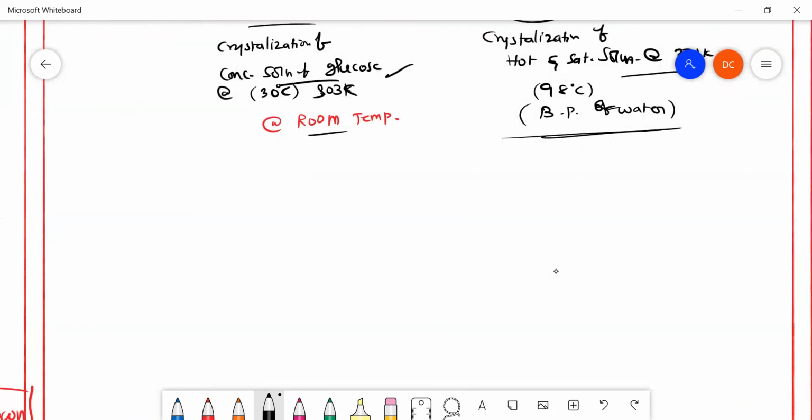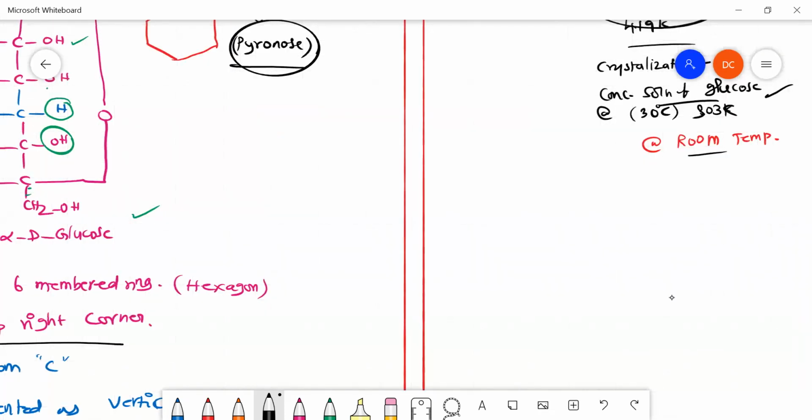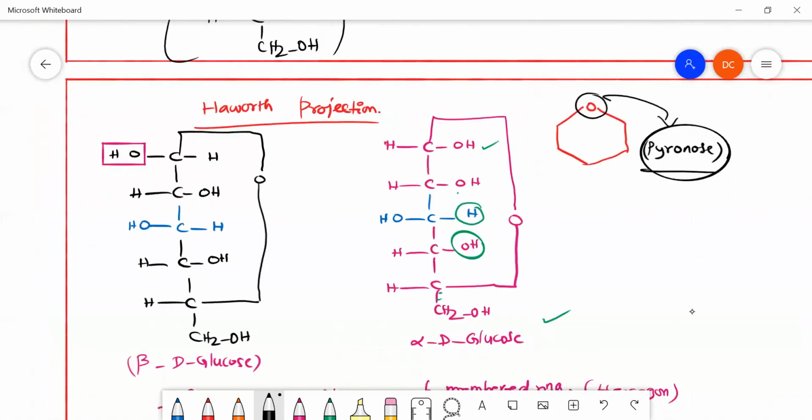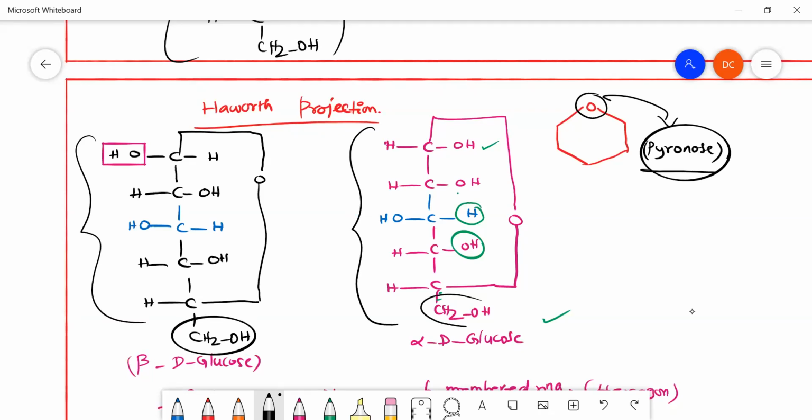In this case, we found the structures of alpha D glucose and beta D glucose. How many chiral carbons are there here? Five only, not six. How can it be six? This carbon won't act as a chiral carbon because on both sides we have two hydrogen atoms.